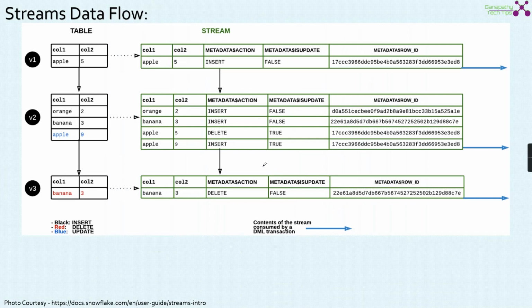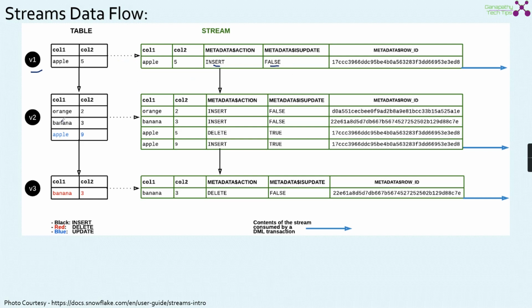I successfully stole this diagram from the Snowflake documentation as well. Now we can see there is a table, this is version 1 of the table, which contains only one record, which is apple as column 1 and column 2 as 5. So streams got enabled on the table. Now the insert happened over here for this apple record. It is mentioned in the metadata action as the insert, right? And then the metadata is update is false and row id is the unique number.